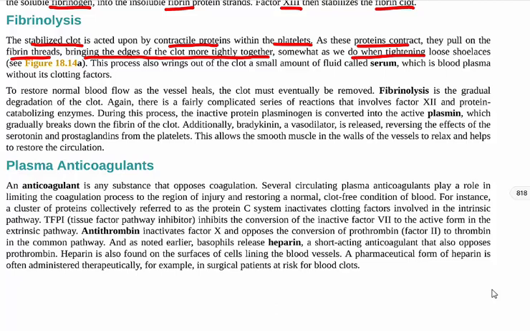This process also wrings out of the clot a small amount of fluid called serum, which is the blood plasma without its clotting factors. So it's just the extra waterish stuff, the serum, that's going to come out of that.